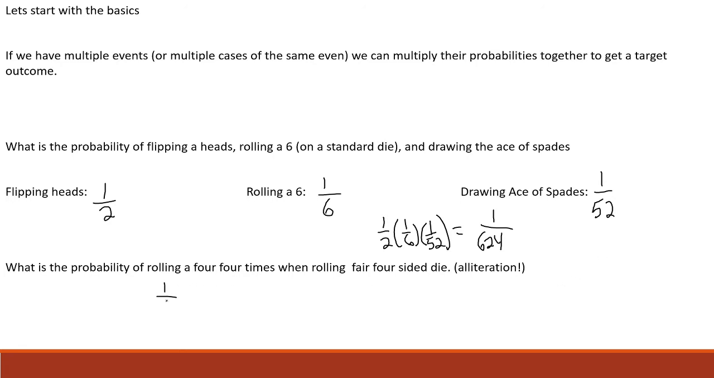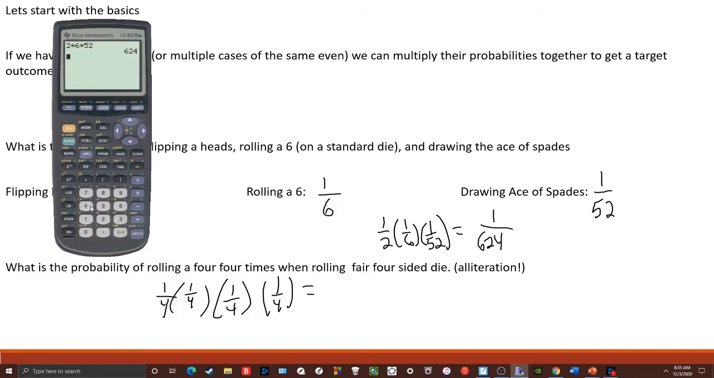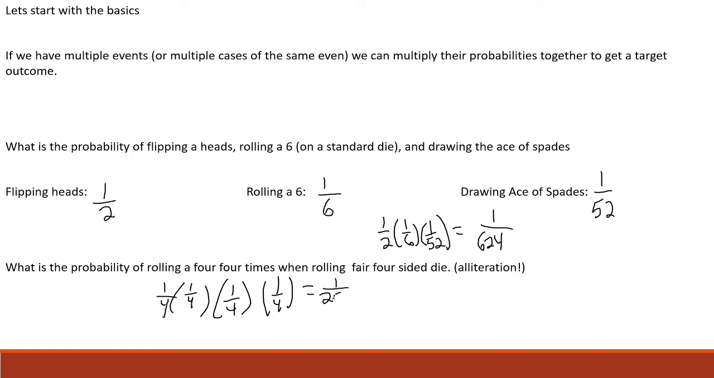So there's a 1 in 4 chance of me rolling a 4 on the first roll. There's a 1 in 4 chance of me rolling a 4 on the second roll. There's a 1 in 4 chance of me doing it on the third roll, and there's a 1 in 4 chance of me doing it on the fourth roll. So each roll is its own little event, and each roll has a 1 in 4 chance of rolling a 4. So it'd be 1 over 4 times 1 over 4 times 1 over 4 times 1 over 4, which is 4 to the fourth, or 16 squared, which gives me 256. Right? So that would be the likelihood of rolling 4 four times on a fair 4-sided die.